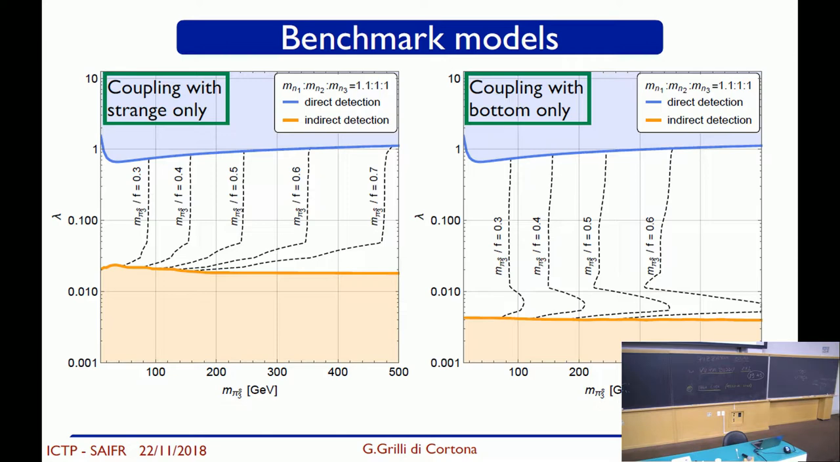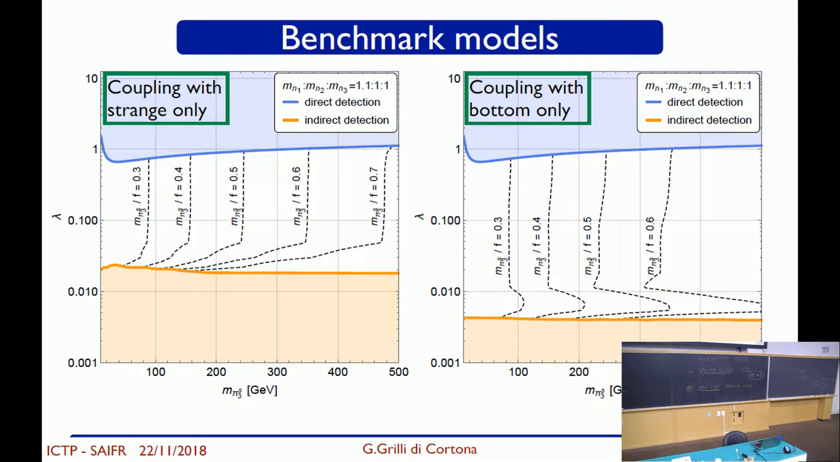There is another difference. Here you can see also the contours of m_pi over f that show you more or less what is the value of f that you need to obtain the correct relic density. And again, you see that increasing the dark matter mass, this ratio has to increase. And this is again due to the fact that for a fixed f, the relic density increases, and therefore you have to decrease the value of f in order to get the correct relic density.